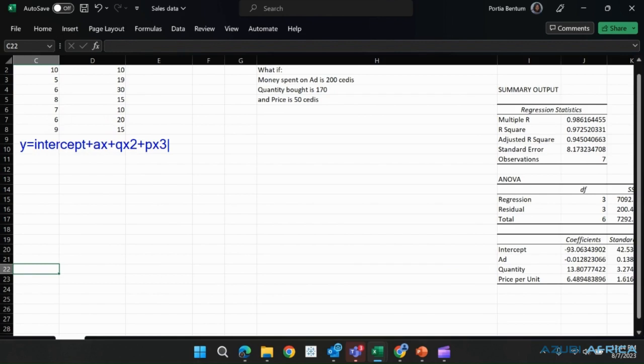Let's go ahead and fill in the details for each of them. So we have Y equals to our intercept. What is the value for our intercept? Our intercept is minus 93. We are going to take the decimal points, so minus 93.063, we are picking that from the table.